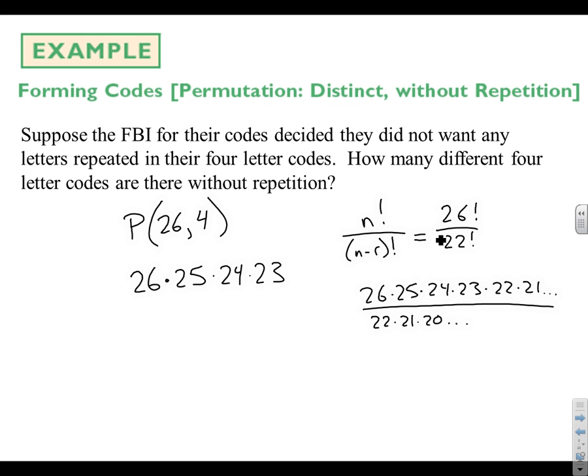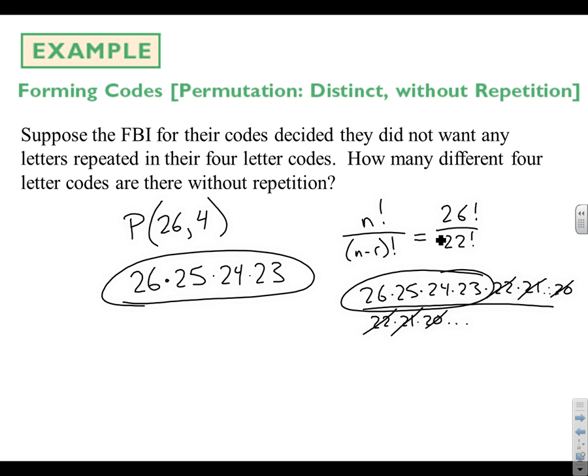But notice what's going to happen. I see a 22 on the top and the bottom. I see a 21 on the top and the bottom. There would be a 20 here as well. We would cancel that. And so what we would be left with is just the 4 numbers on top that we would get here as well.